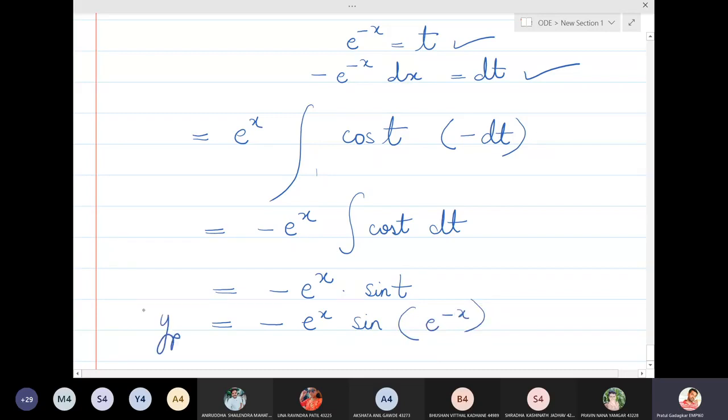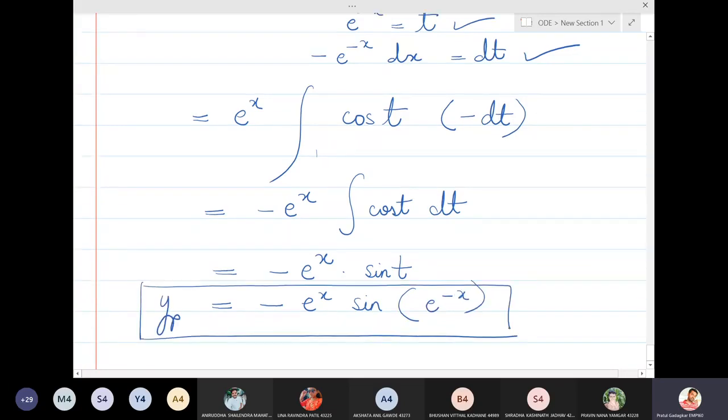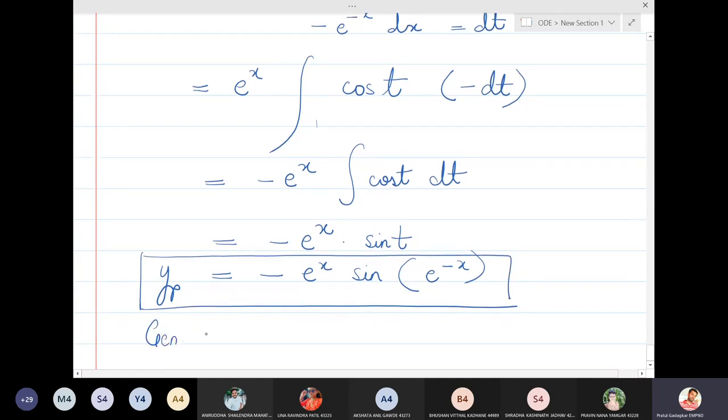So this becomes your particular integral, and therefore the general solution will become y equal to yc plus yp.